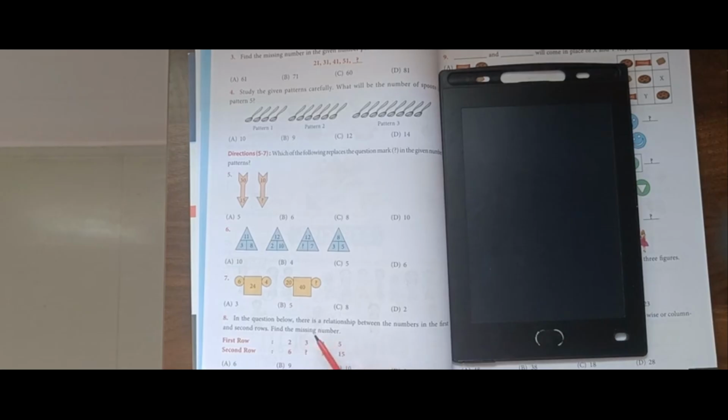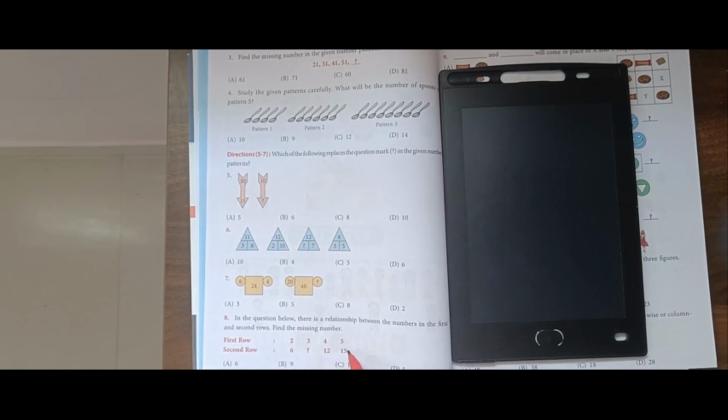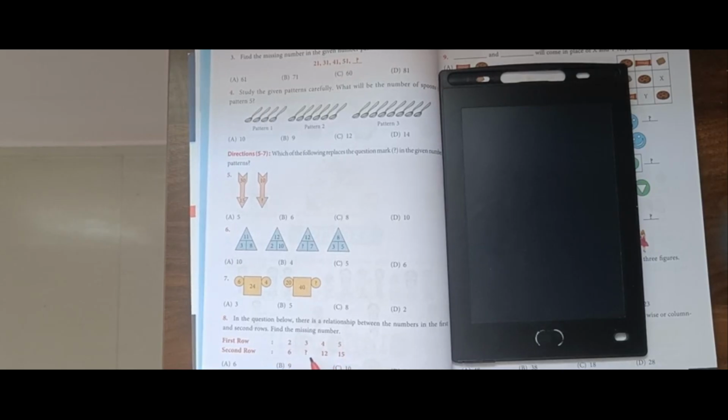Next is, in the question below there is a relationship between the numbers in the first and second row. Find the missing number. The first row is saying 2, 3, 4, 5. The second row is saying 6, 12, 15. So kids, what number will come here?